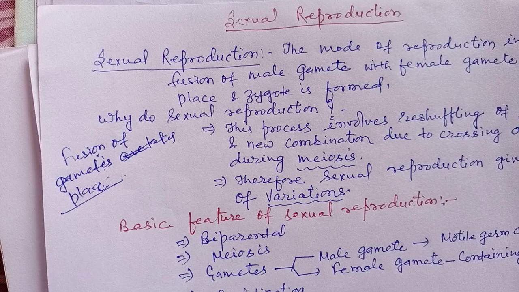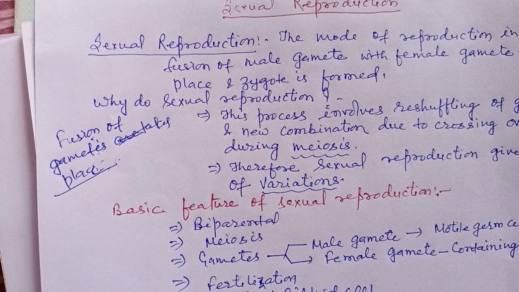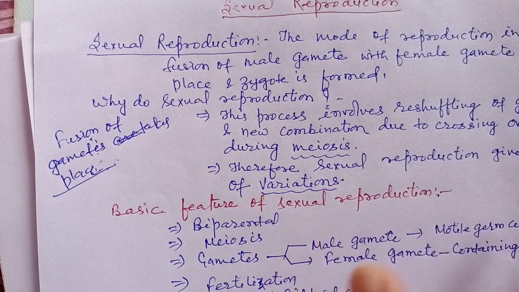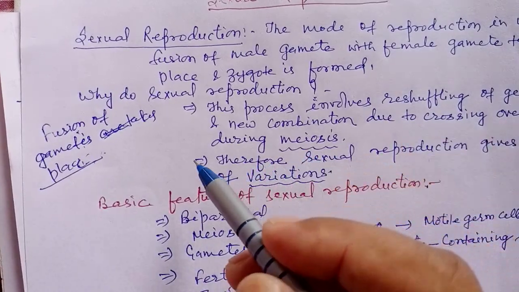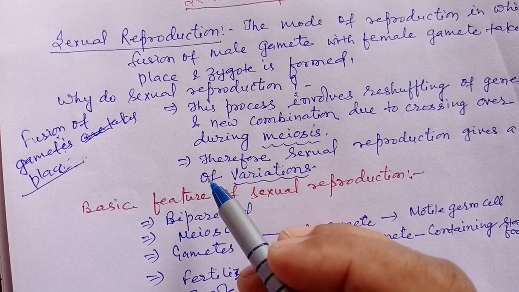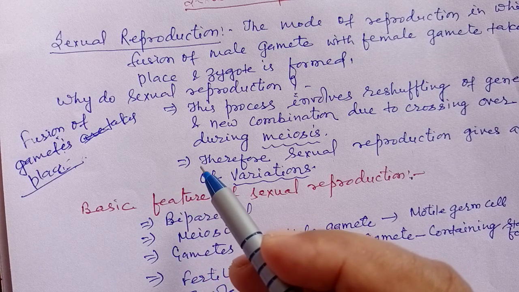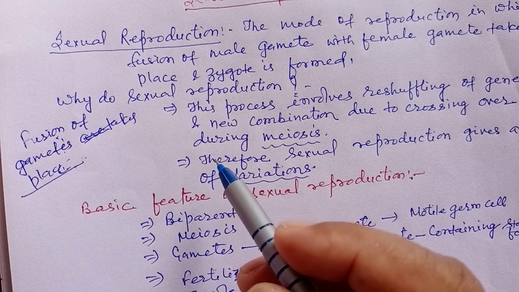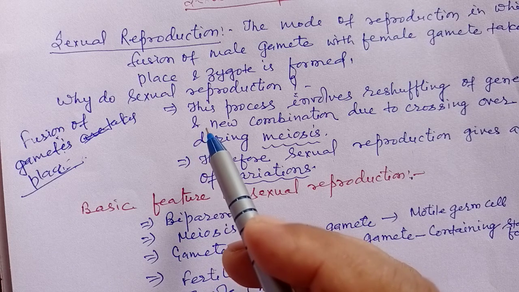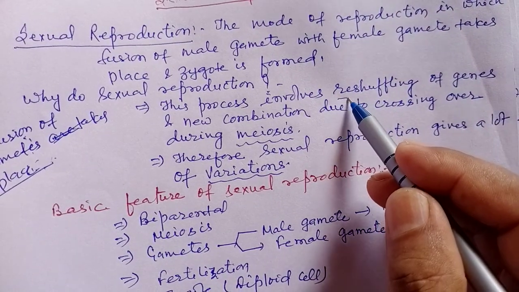Now the question is, why do sexual reproduction? What is its importance? In the previous class it has already been discussed that during this reproduction, exchange of genetic material also takes place, and due to this exchange variation takes place, and these variations have great importance in the evolution of new organisms. So sexual reproduction involves reshuffling of genes.